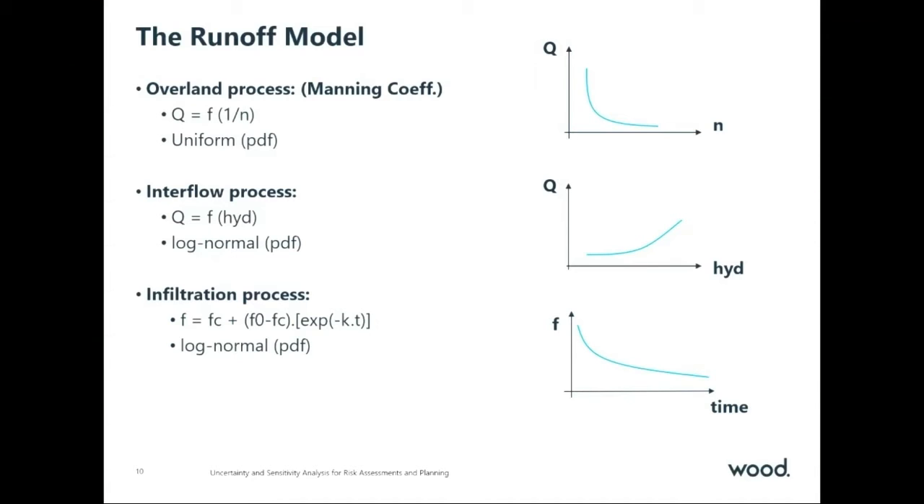For the interflow, I'm going to use Darcy's law, and there is a direct, nonlinear relationship between Q and hydraulic conductivity. For the infiltration process, I'm going to use the final infiltration, initial infiltration, and the decay rate. For the first variable, I'm using a uniform distribution. For the second variable, I'm using a lognormal distribution, and for the third one, I'm going to use a lognormal distribution as well.